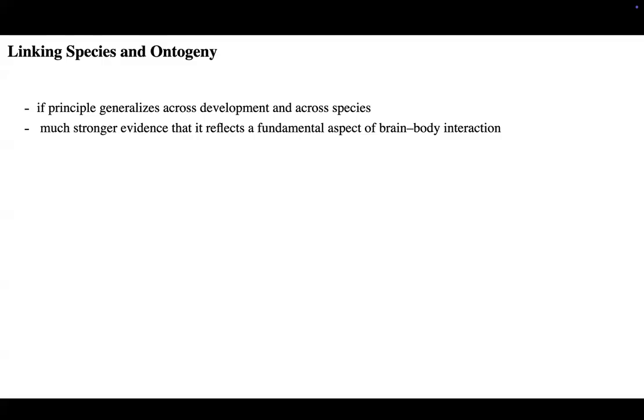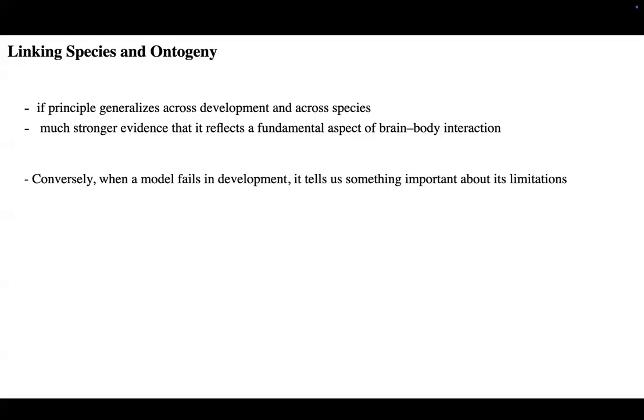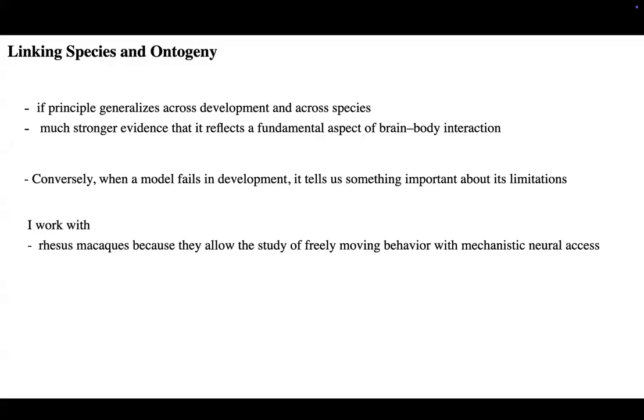And now linking species and ontogeny, if a principle generalizes across development and across species, I believe we have much stronger evidence that it also reflects a fundamental aspect of brain-body interactions, which at the end of the day I'm very interested in. Conversely, one can also argue if a model fails in development, it tells us something very important about its limitations, and it also tells us what type of mechanisms might not be the same across development.